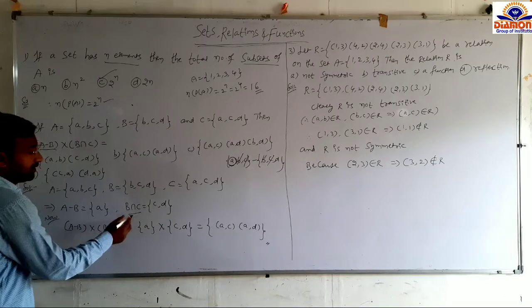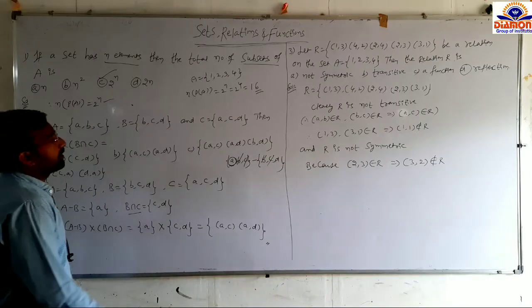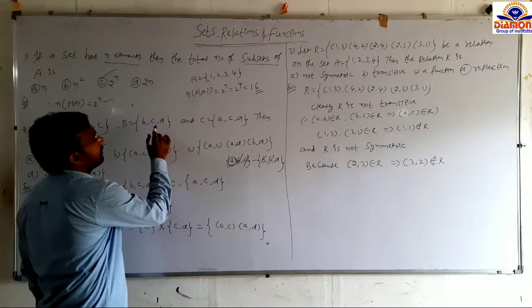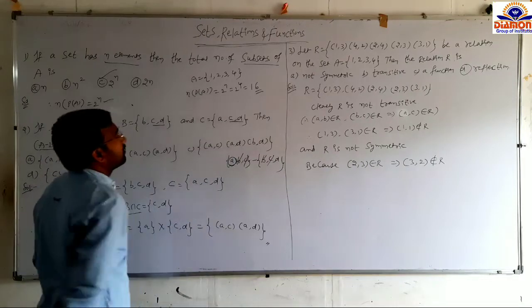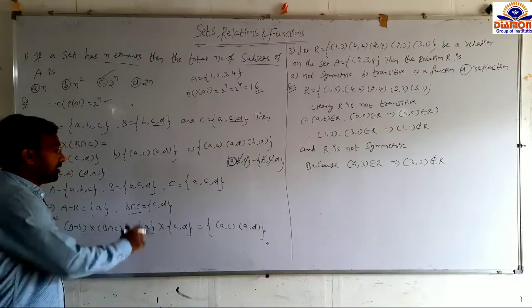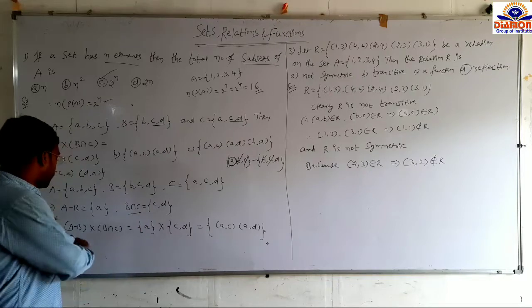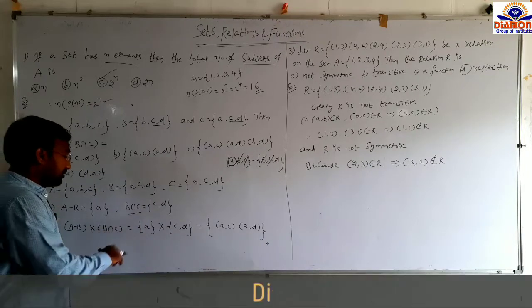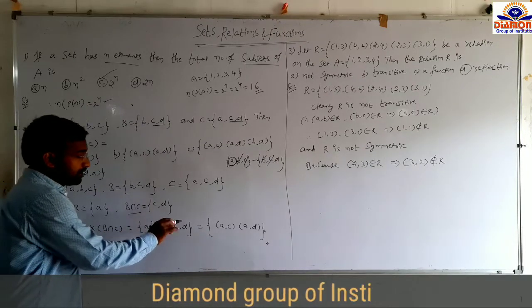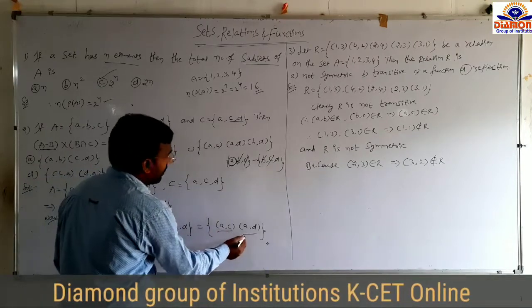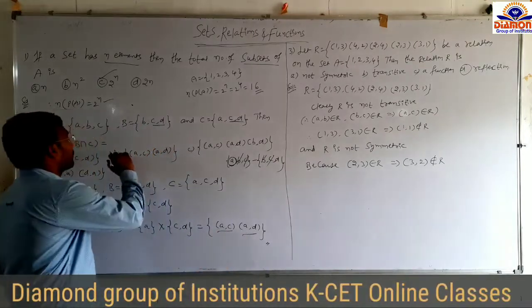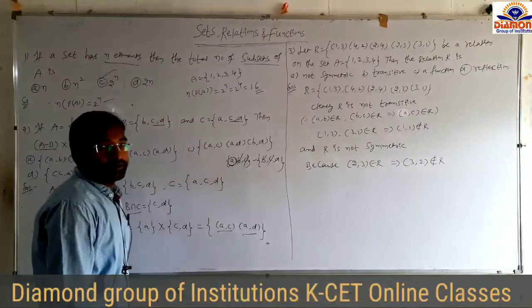Next, B intersection C. How to calculate B intersection C? We take the common elements of B and C. The common elements are C comma D. Next, do (A minus B) cross (B intersection C). So A cross {C, D} is nothing but (A, C), (A, D). So option B is the correct option.